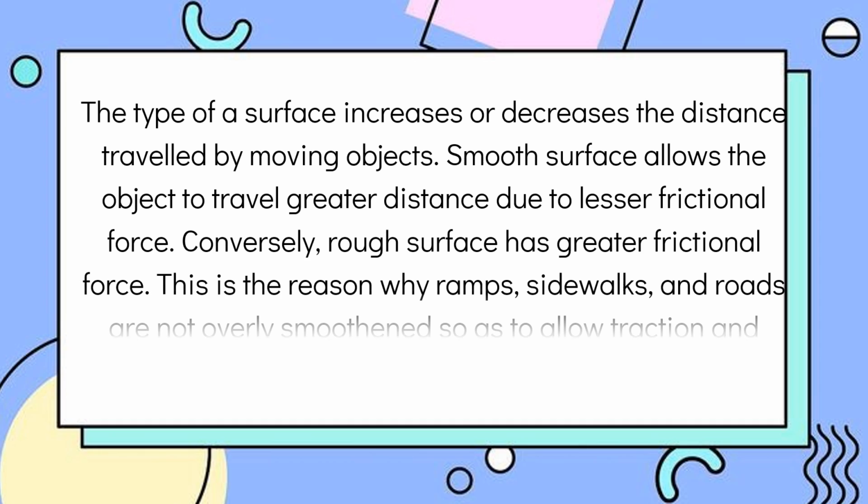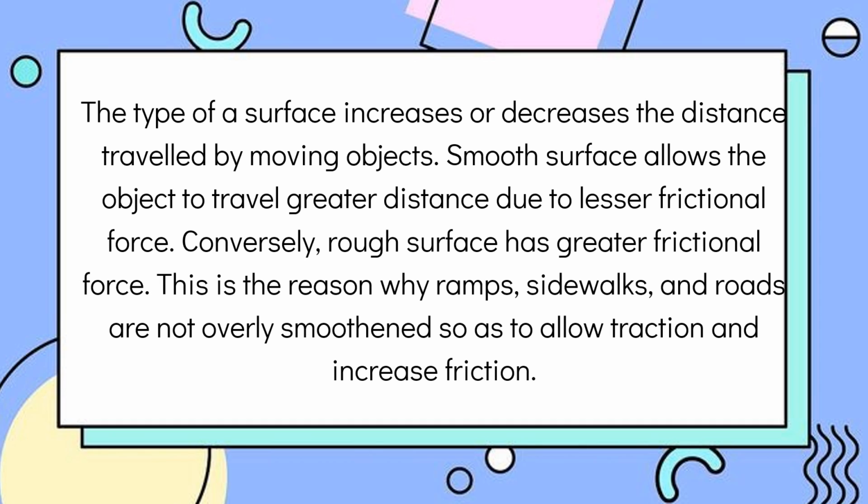The type of a surface increases or decreases the distance traveled by moving objects. Smooth surface allows the object to travel greater distance due to lesser frictional force. Conversely, rough surface has greater frictional force. This is the reason why ramps, sidewalks, and roads are not overly smoothened, so as to allow traction and increase friction.